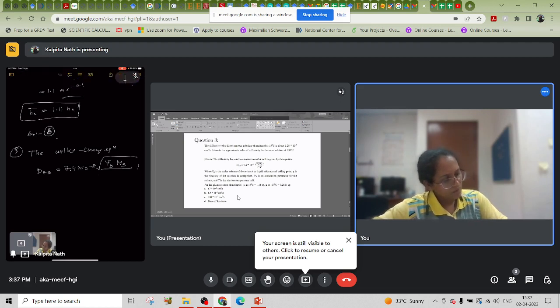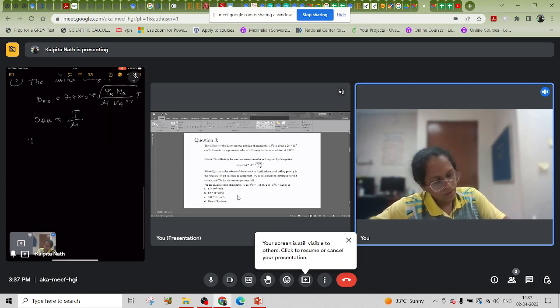This shows that DAB is directly proportional to T by mu. Now T1 is equal to 15 degrees Celsius, which is equal to 288.15 Kelvin, and T2 is equal to 100 degrees Celsius, which is equal to 373.15 Kelvin.